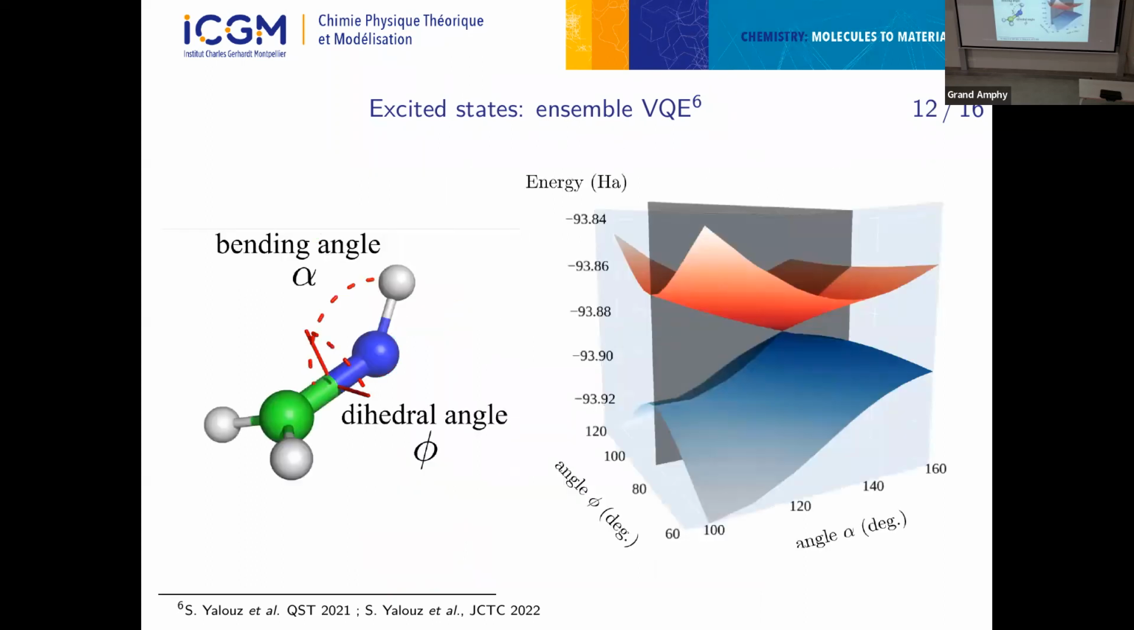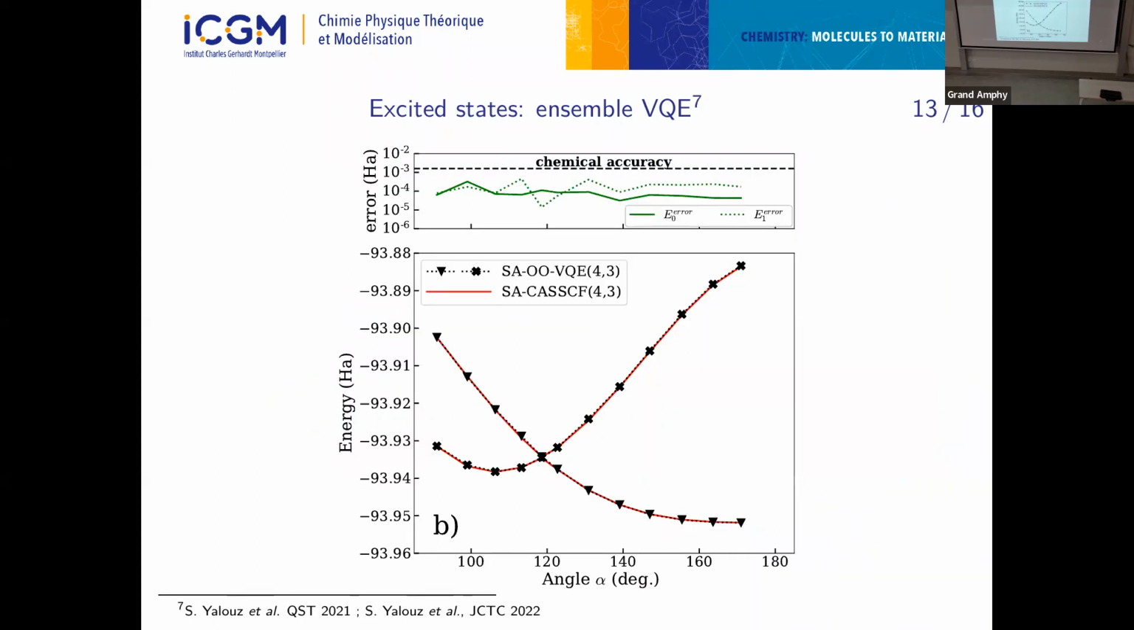Okay, so this we have also applied on a simple problem, which is the formaldehyde. And the formaldehyde, if you look at it, we froze every coordinate except the dihedral angle and the bending angle of this hydrogen. And we saw that there was a conical intersection, and that was what we were looking for. Actually, we wanted to reproduce this, this very nice. And I will just show you one cut of this potential energy surface. So this is the plane in gray. And this is what we obtained, doing the state average, so ensemble variational quantum eigensolver. And here in red, we have the state average complete active space self-consistent field.